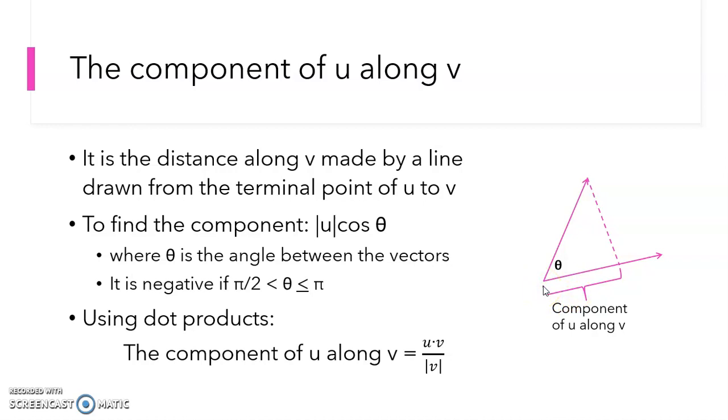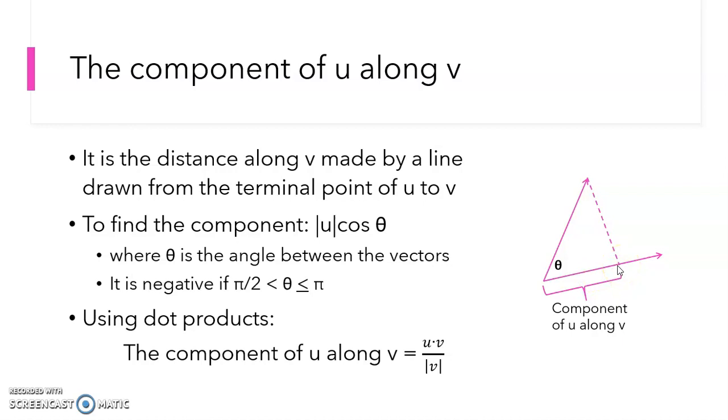So essentially, it's the distance along this v vector made by the u vector. So if I drew a straight line down to v and it's perpendicular to v, it would be the distance that I would be from the starting point of vector v.